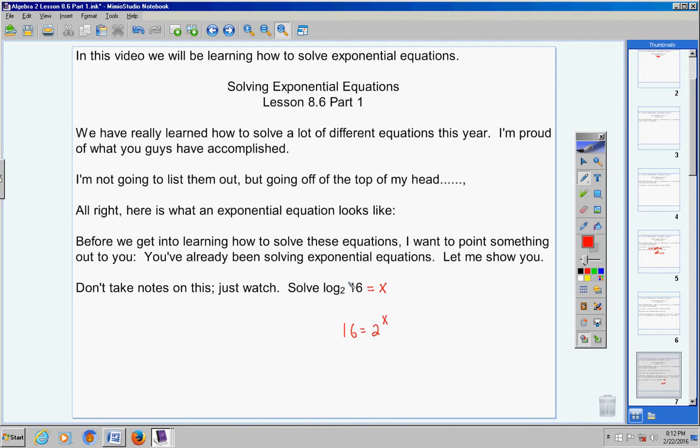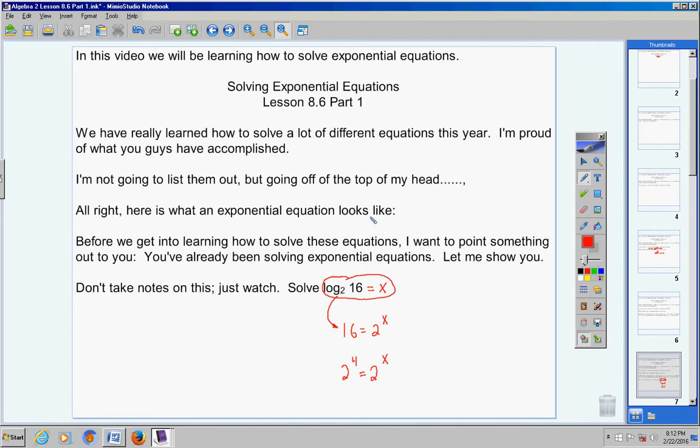As soon as you took this logarithmic equation and you wrote it exponentially like this, you then had an exponential equation. How do I know that? Because of what I just told you. Your variable is an exponent. And you know how to solve this. 16 is the same thing as 2 to the 4th power. And so there we go. 2 to the 4th equals 2 to the 4th. X has to be 4.